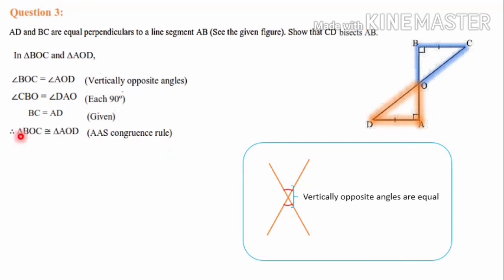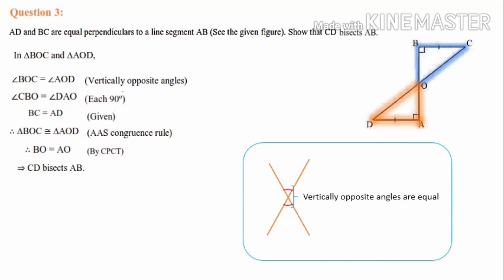We can say that triangle BOC is congruent to triangle AOD. So the first part we have proved, that means two triangles are congruent. Then by using CPCT, corresponding parts of congruent triangles, after proving the congruency, we can say that the remaining parts are equal. By using that property, we can say that BO is equal to AO. So here BO is the side of the first triangle and AO is the side of the second triangle, or red triangle. So BO and AO are equal by using CPCT.